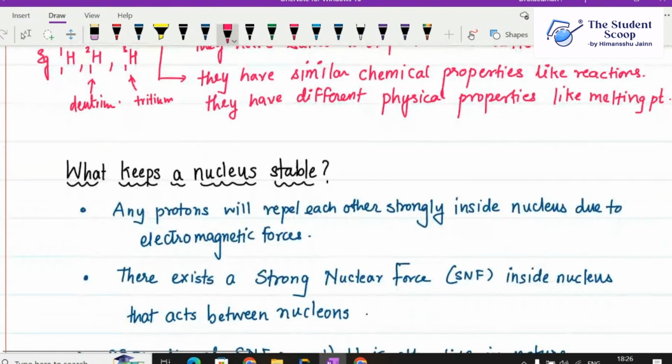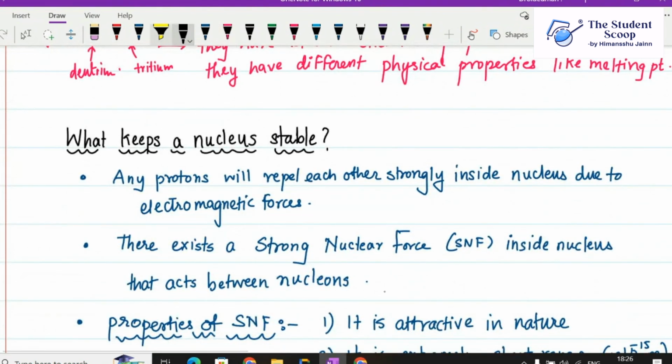Now, what keeps a nucleus stable? This is a very important part. To answer this question, we need to understand the forces inside a nucleus. Any two protons will repel each other strongly inside a nucleus due to electromagnetic forces. We know that protons are positively charged, so they will repel each other. There will be strong repulsion because the nucleus is a very tiny space.